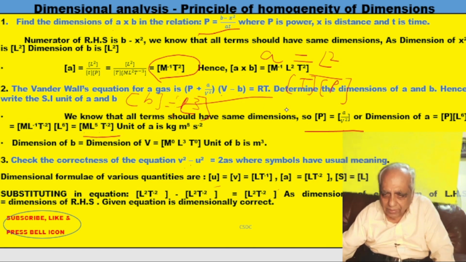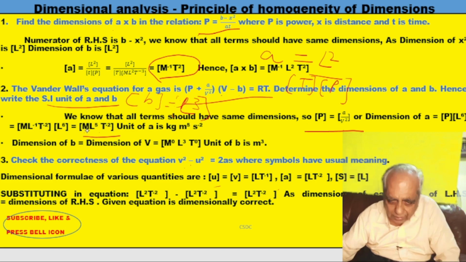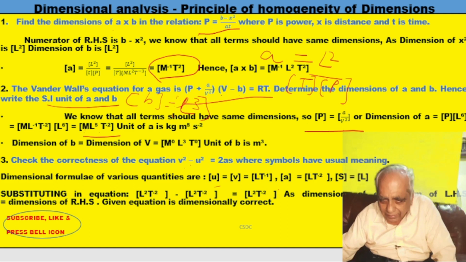And then in this question he is asking the SI units of A and B. So the SI unit of B, what was the dimension of B? L cube. So the SI unit would be meter cube. What is the dimension of A? M L raised to 5 T raised to minus 2. So its SI unit would be, in place of M we will write kg, m raised to 5 s raised to minus 2. So this is my unit of A.